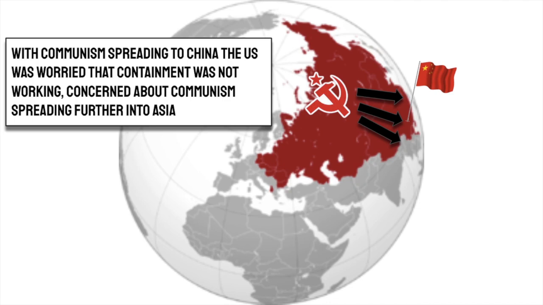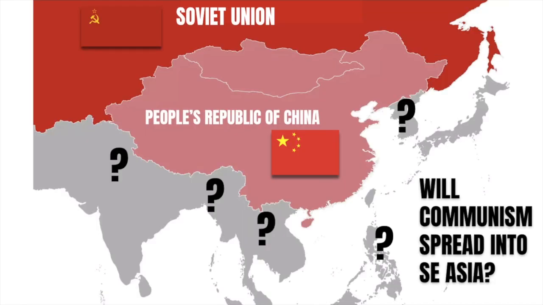So big picture, right? Cold War. We are super worried because now there are a billion new communists on the planet. Communism has now spread. Containment has failed. And if communism can spread from the Soviet Union into China, where could it possibly go next? Could it spread to Korea or Southeast Asia or India or the South Pacific? Could it spread to Japan?